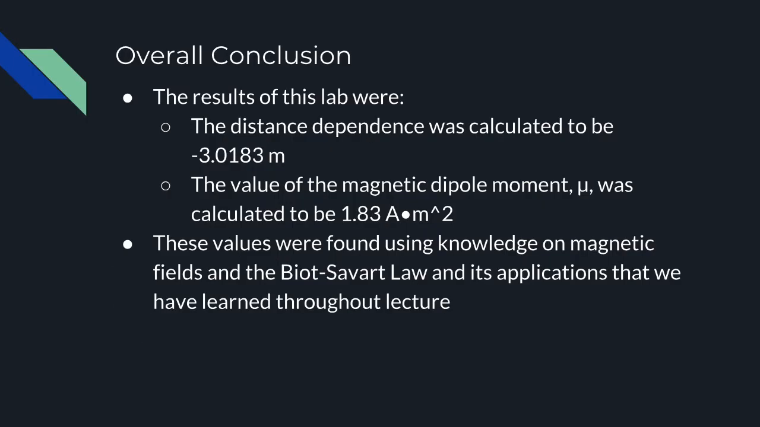In conclusion, the results of this lab were that the distance dependence was calculated to be negative 3.0183 meters, and the value of the magnetic dipole moment mu was calculated to be 1.83 amperes meter squared. These values were found using knowledge on magnetic fields and the Biot-Savart law and its applications that we have learned throughout lecture.